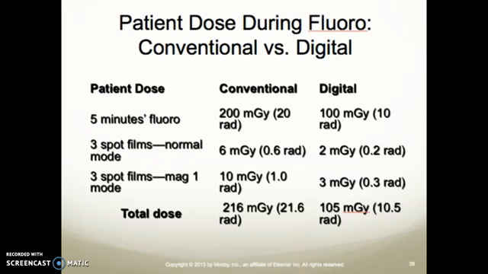Now, doses compared: conventional versus digital. In 5 minutes of fluoro, you can see conventional we have about 20 rad, and with digital you have about 10. Spot films in normal mode, you have 0.6 rad compared to 0.2, and 3 spot films in Mag 1 mode, you can see the difference there. So the total dose using digital is about half, which is really, really good.